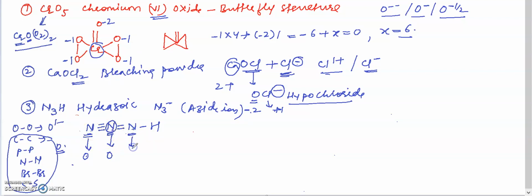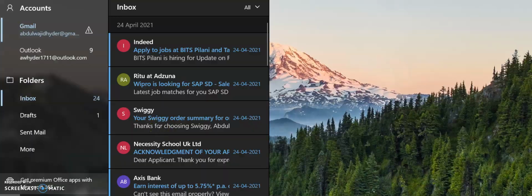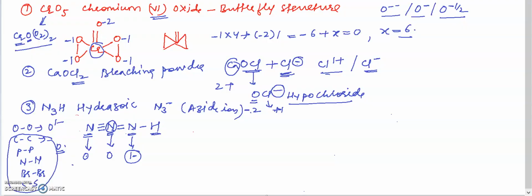So here, because of the N-N linkage, these nitrogens will have zero charge. What about this nitrogen? Because of the N-N linkage it will have zero charge, and because of this H, it will have 1 minus charge. So this H will be 1 plus charge. That is what I told you, that N3 minus. So one nitrogen will have 0, and the other nitrogen will have -1 oxidation state or charge. So this is about hydrazoic acid.